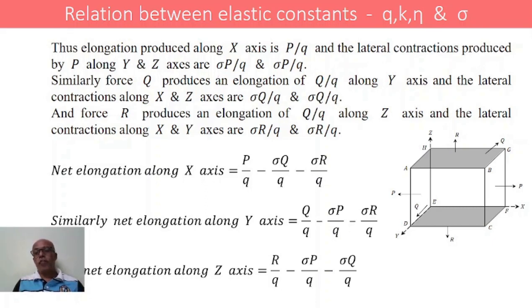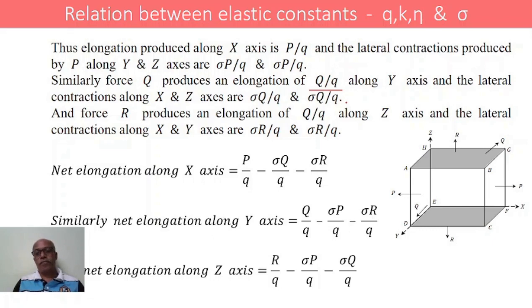Similarly, the force Q acting along y-axis produces an elongation of Q by q, where capital Q is the force and small q is the Young's modulus, and lateral strain produced along z-axis and x-axis respectively are sigma into Q by q and sigma into Q by q.